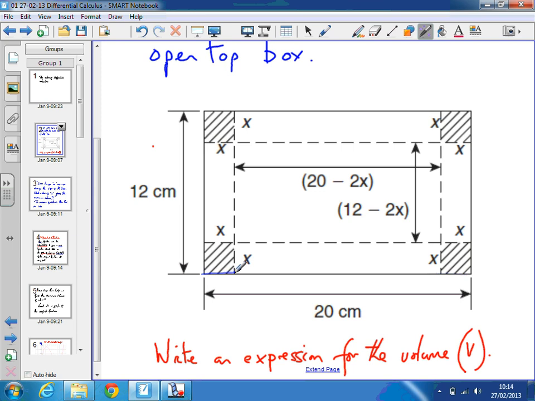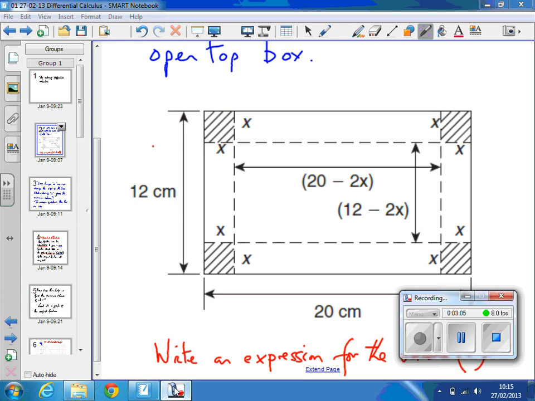Agreed? And similarly, 12 minus 2x expresses the width of the box. What would the height of the box be? Which in this case will just be x. Right, so the height of the box will be x. So write down an expression for the volume. How would we work out the volume of the box? And what would that be in terms of what's written on here? I'll just leave you a second to have a go at writing that down. Write down an expression for the volume of the box.